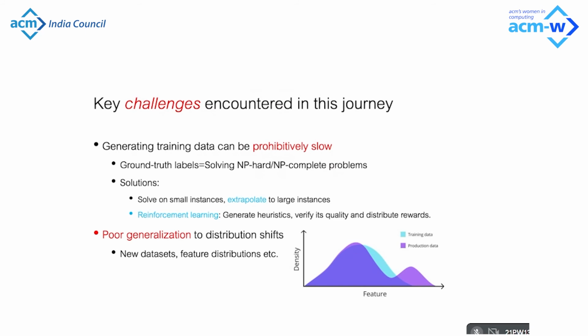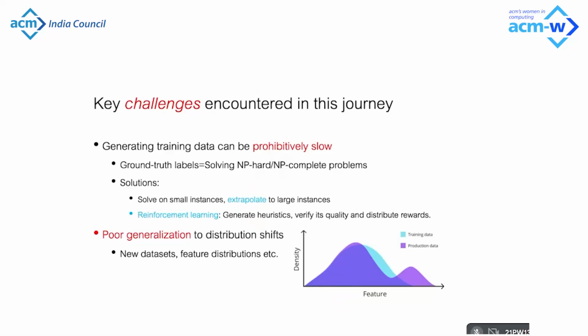Second, these techniques we have found to have very poor generalization to distribution shifts, right? You train on one distribution. If the distribution in your production is different, they can fail miserably. So that is one problem, and I don't have a very good solution to it yet. I think this is an ongoing challenge.